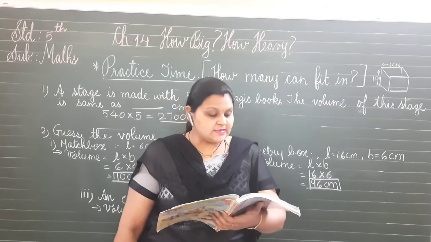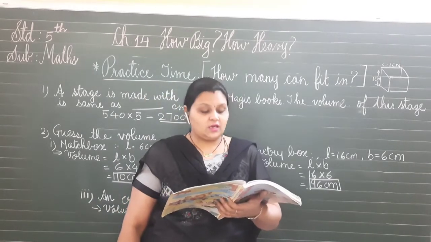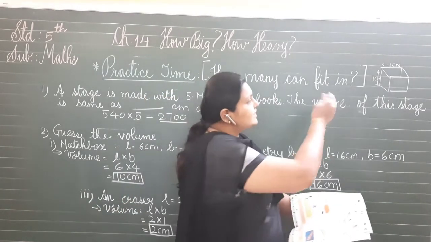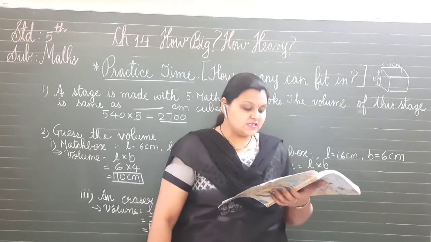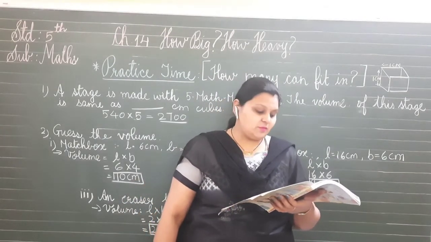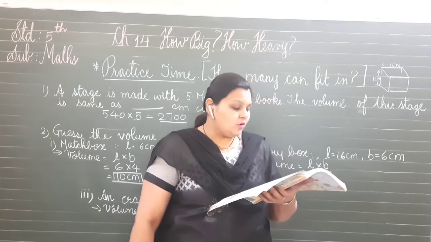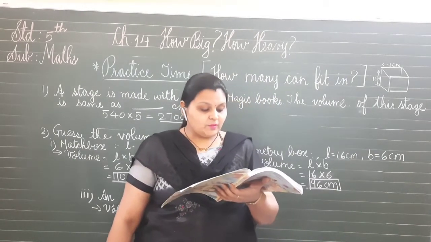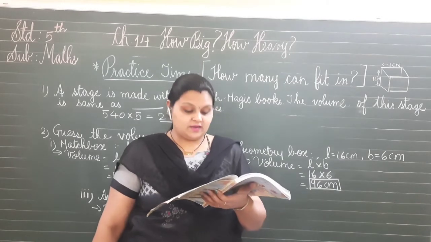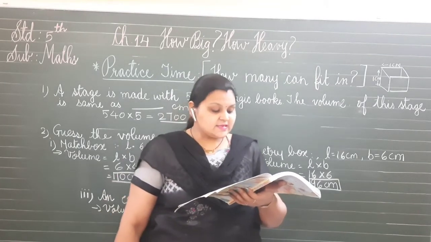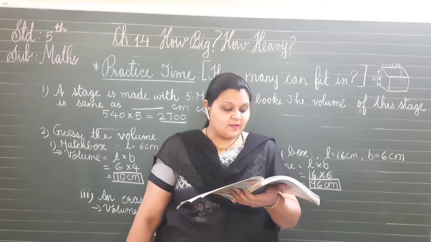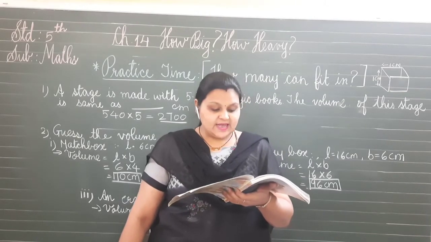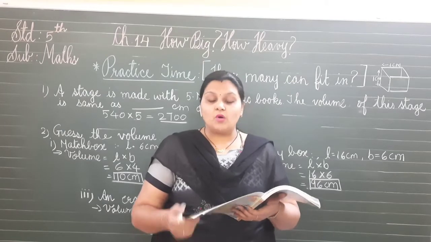Our next topic is how many can fit in. Here you can see the picture of a cube. This cube has sides of 1 centimeter each. Now you see your mathematics book is 1 centimeter high. So guess how many such centimeter cubes will take the same space as your math magic book.